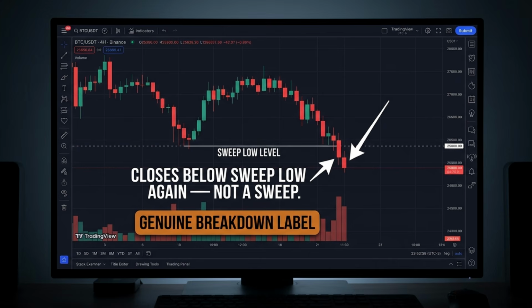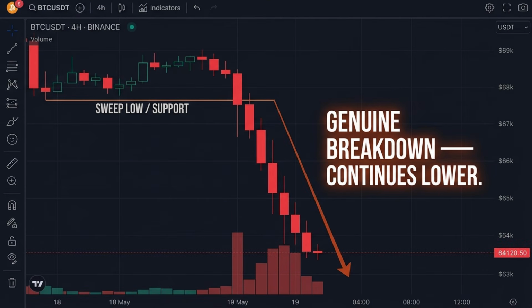If price returns to the sweep low and breaks below it again with a candle close, the sweep was not a sweep. It was the beginning of a genuine breakdown. And if that happens, you want to be out of the trade before it continues lower.